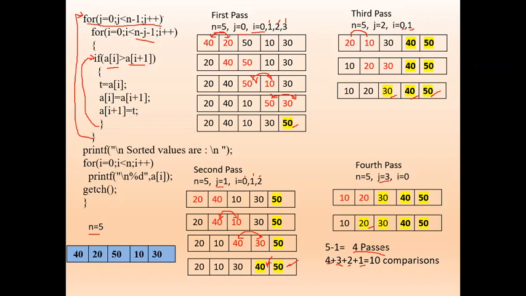How many comparisons am I having? You see, the sum of the first n minus 1 numbers, not n numbers, first n minus 1 numbers. In this case, my n is 5 and the sum for n minus 1 is 4 plus 3 plus 2 plus 1, total 10 comparisons.